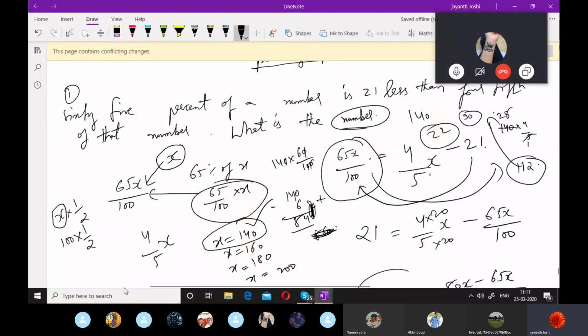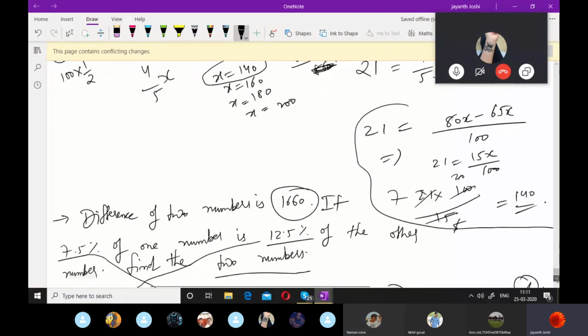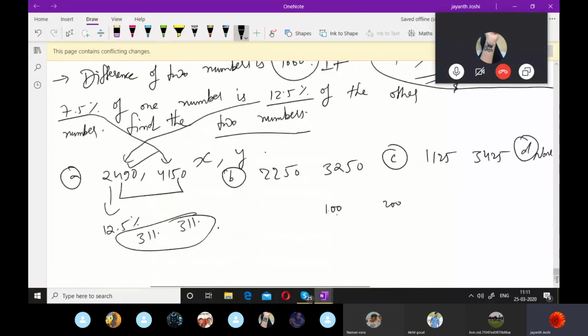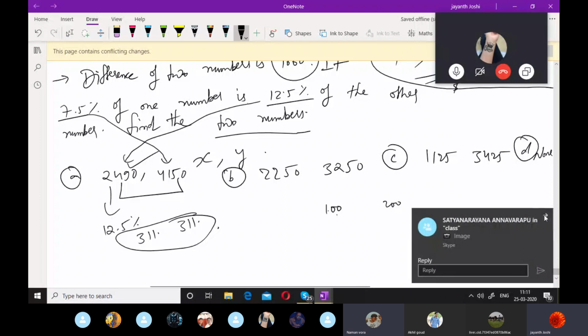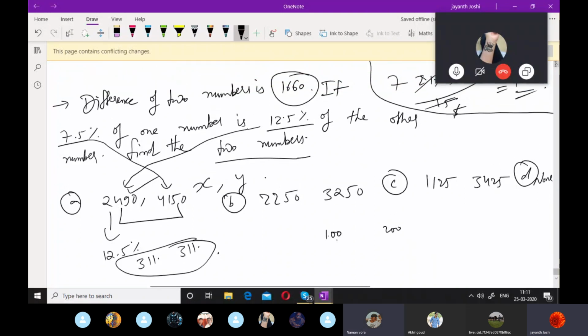So instead of doing everything based upon steps, you can directly pick the option and match it with the question. That is called the back substitution method. So we did two questions with this. You can do this with a traditional method also. But the demand of the time is we need to save our time instead of wasting our time.